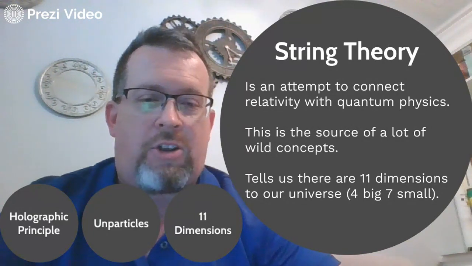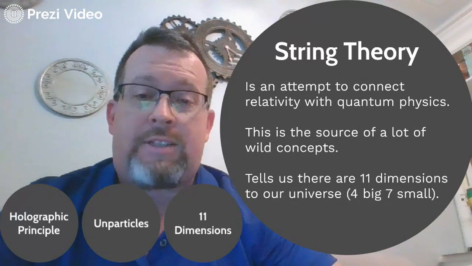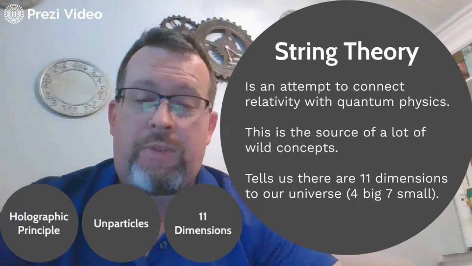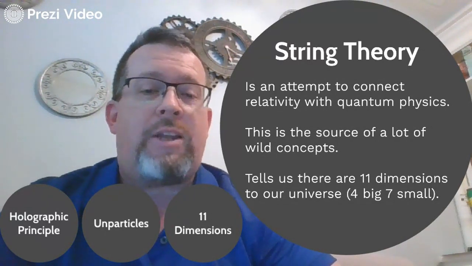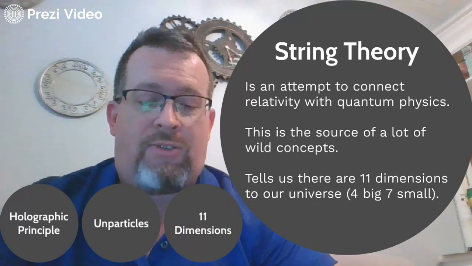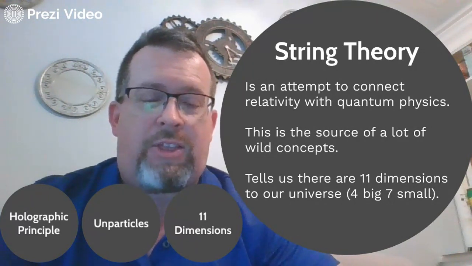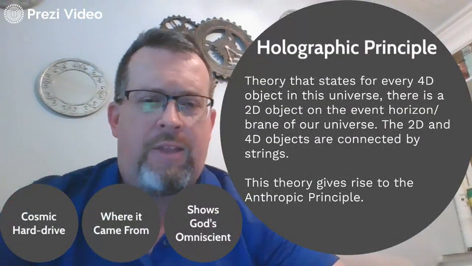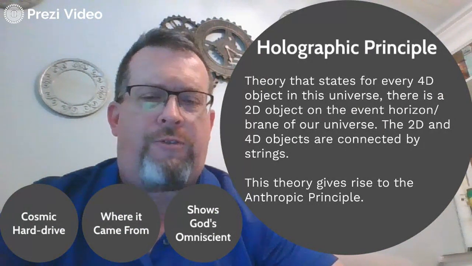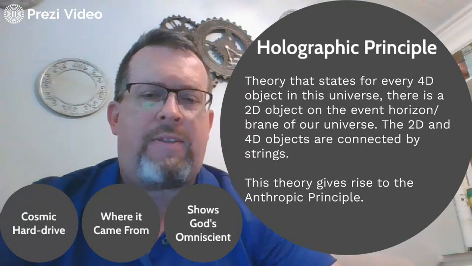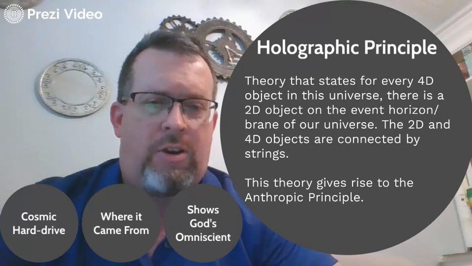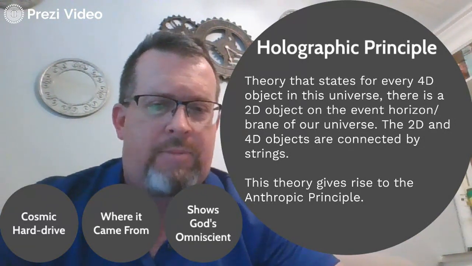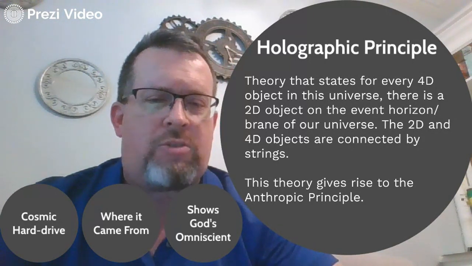This also tells us that our universe has 11 dimensions to it. There are four big ones that we perceive, that we get to see all the time, but there are seven small ones that we don't get to perceive, but the math says they are there. So one of the things in string theory that I think is really interesting is called the holographic principle. This theory states that for every 4D object in this universe, there is a two-dimensional object on the event horizon or brain of our universe. The 2D objects are connected by strings.